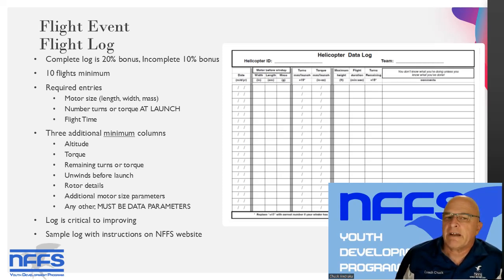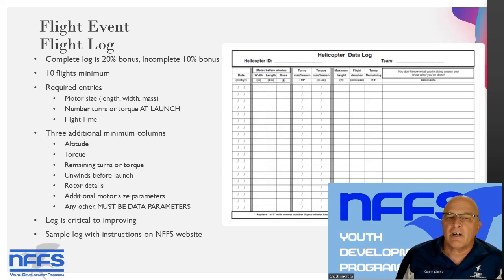A complete log would have 10 flights minimum, and it has 3 required columns: motor size, and they don't specify what motor size is. That could be the length of your loop, it could be the width of your rubber, it could be the mass of your rubber. Any of those would qualify as motor size. So you use something as motor size that would be helpful to you in tracking your different flights.